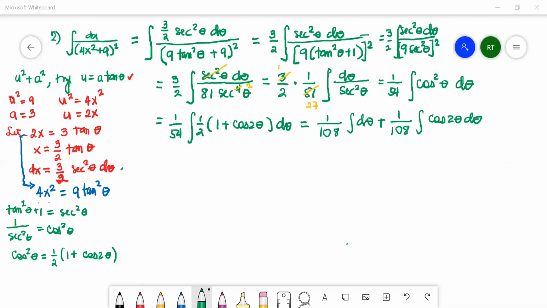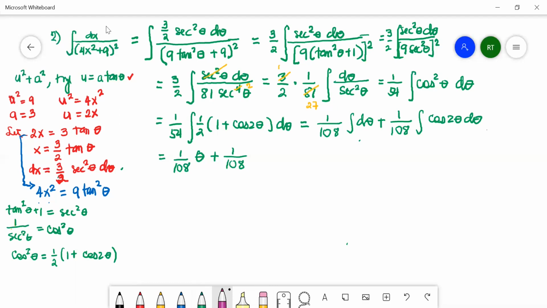Okay, so to continue, evaluating the integral of d theta will give us theta. Therefore, we have 1 over 108 times theta, since the integral of the differential of theta is theta. Then plus 1 over 108. Now, to evaluate the integral of cosine of 2 theta d theta, we can use the formula that the integral of cosine of u du is equal to sine of u plus the constant of integration.